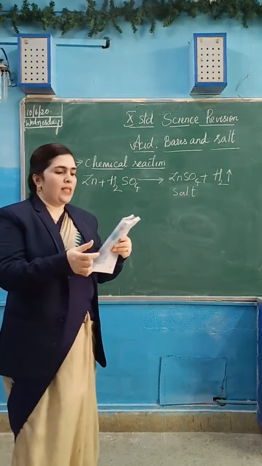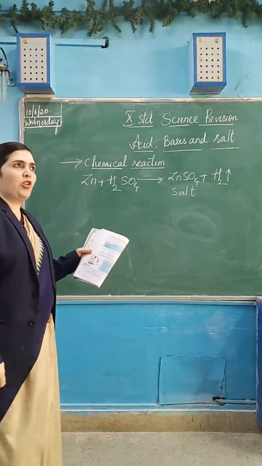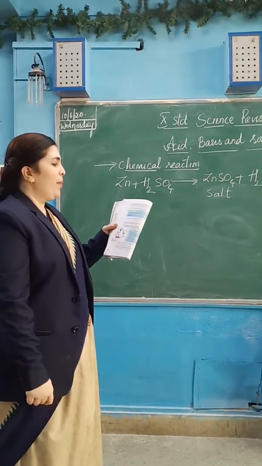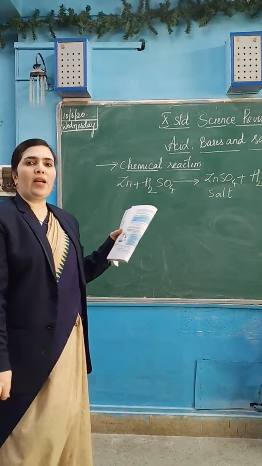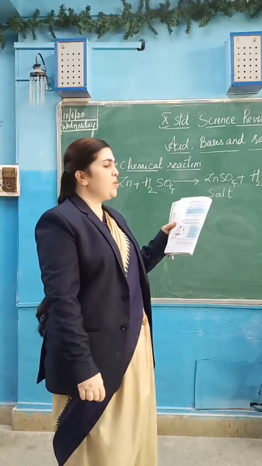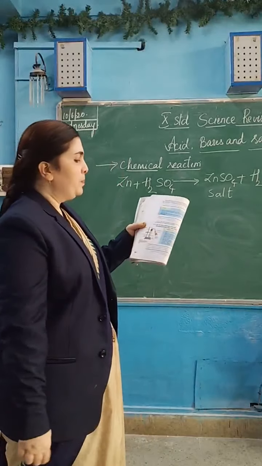In the same way you can see here, bases also, sodium hydroxide, potassium hydroxide, they also react with the metals. Base also reacts with the metal to give salt and hydrogen gas: Na2ZnO2, sodium zincate. This equation also you can refer.